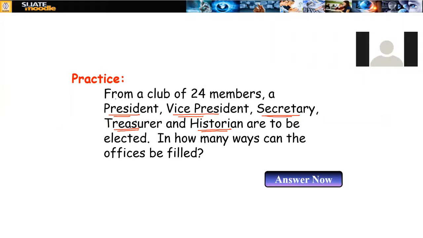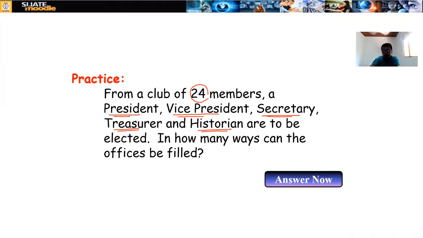Permutation. There are 24 members. Out of them, how many members do we need to appoint? We need to appoint a president, vice president, secretary, treasurer, and historian. And we appoint for specific positions, then it is permutations. The order we need to consider, right? The order matters. Permutation. So what should be the answer?